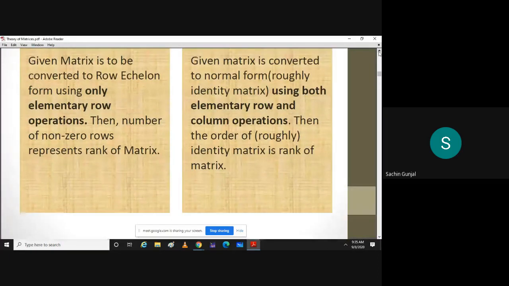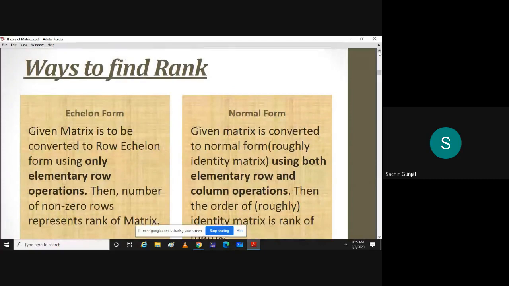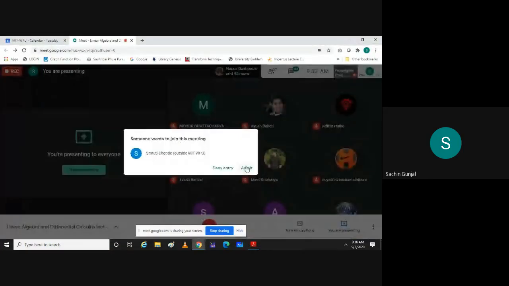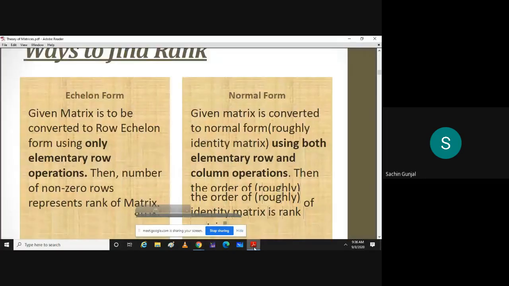So let us quickly recall what we have seen yesterday. As we have observed, applying the definition of rank to find out its rank is difficult for higher order matrices. So we have alternative methods to find out rank.